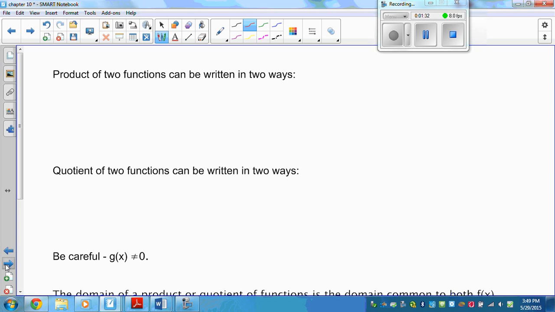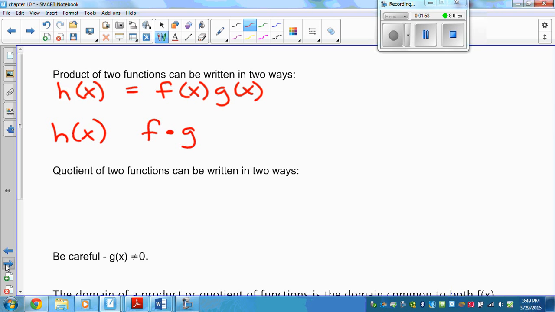Okay, the product of two functions can be written in two ways. So I just named it h of x. I could have done p of x. I could have used any letter instead of h. That's just what I wrote. So we can multiply two functions together. We can either write it in that way, or another way I could write it is f dot g of x. These mean the same things. It means we multiply the two functions together.